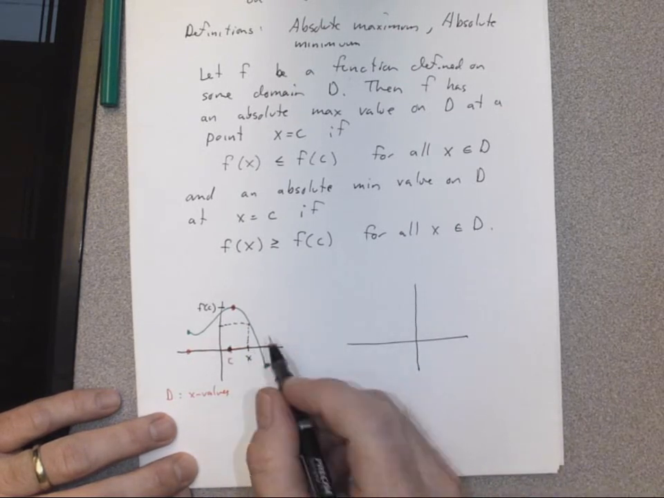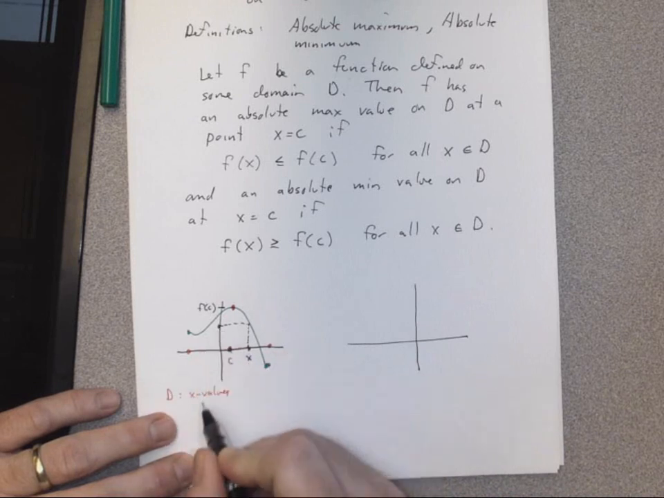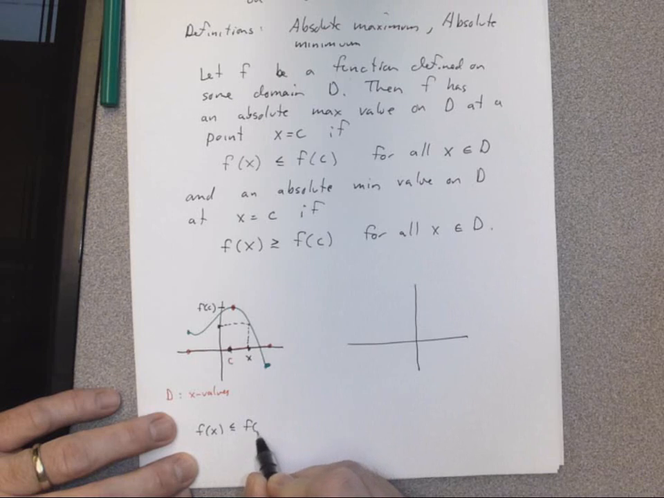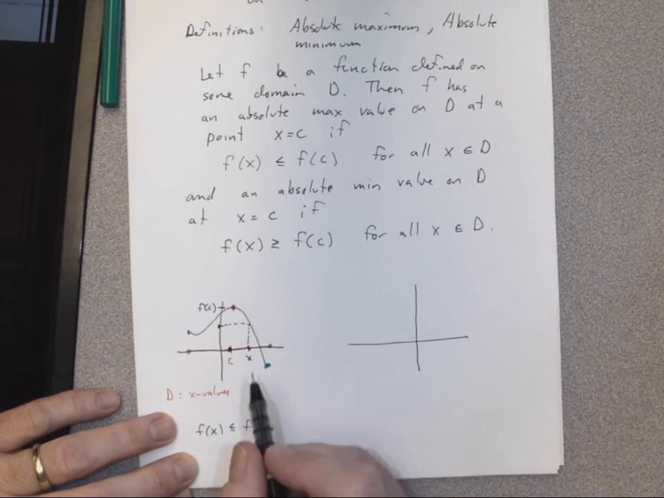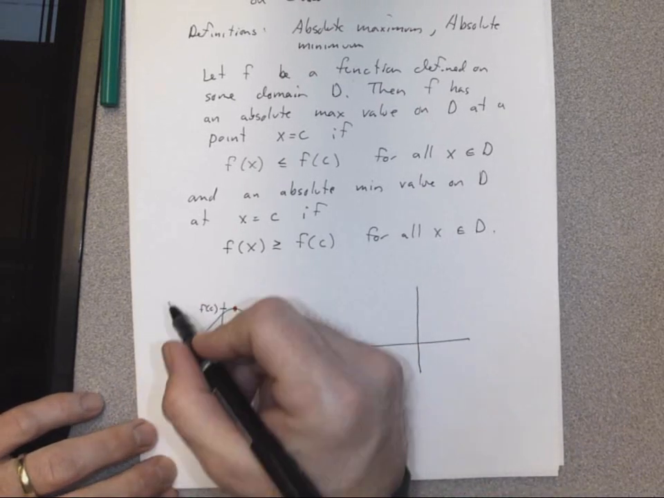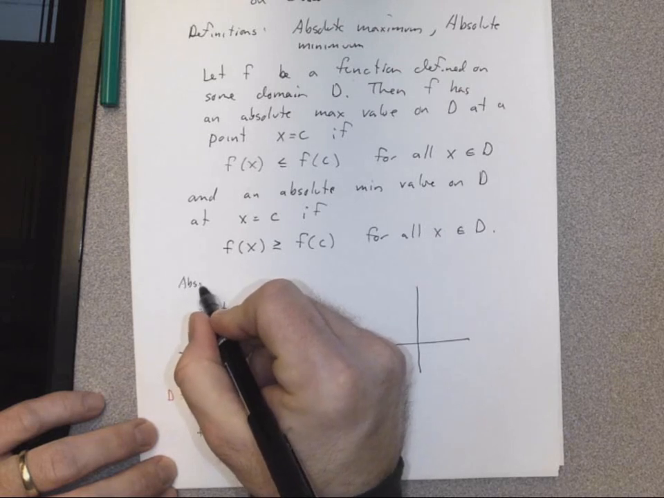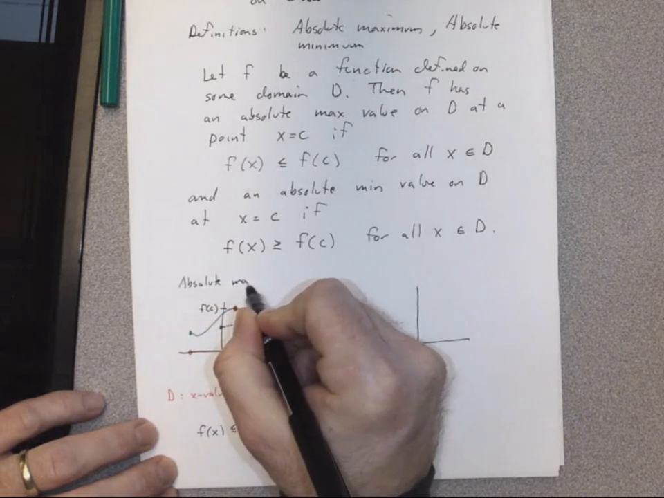So for every other x value, f of x is always less than or equal to f of c. And that's why c is a maximum. So this would be considered our absolute max.